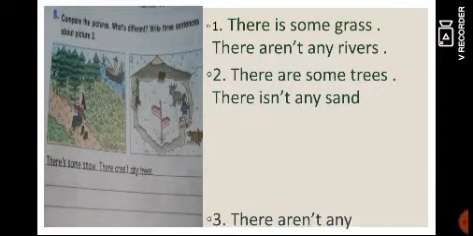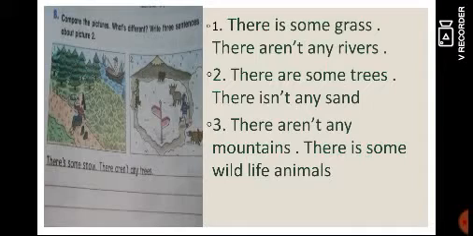Number 3, there aren't any mountains, there is some wildlife. As I said before, some with affirmative and any with negative.